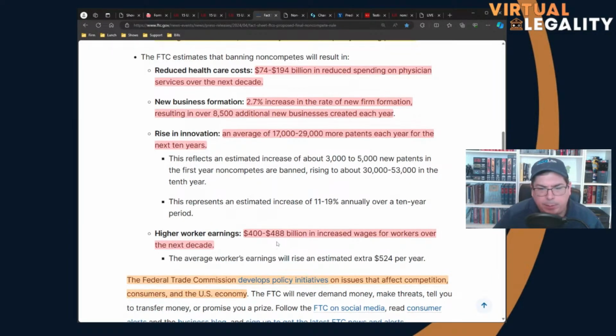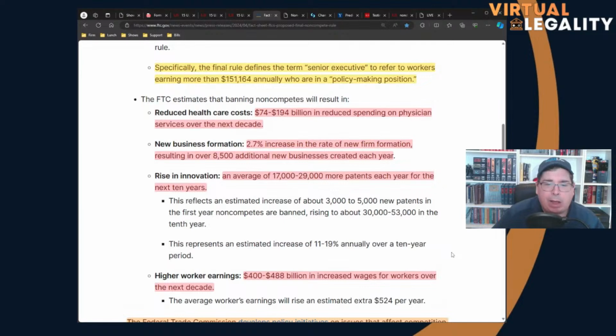Worker earnings will go up $400 to $488 billion in increased wages for workers over the next decade. I don't think any of this stuff will really materialize. I say that not because I think it changes how the rules should be interpreted or whether the FTC has the right to do this, because as we saw, they are just interpreting a statutory bit of language. What is an unfair method of competition? And the actual policy prescriptions here, what is positive about what they are doing, aren't important to that interpretation, right?